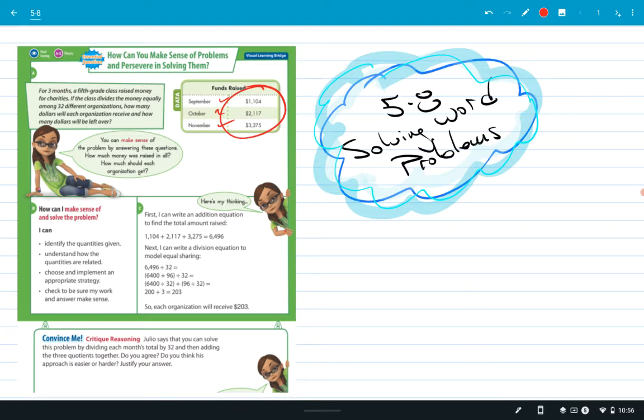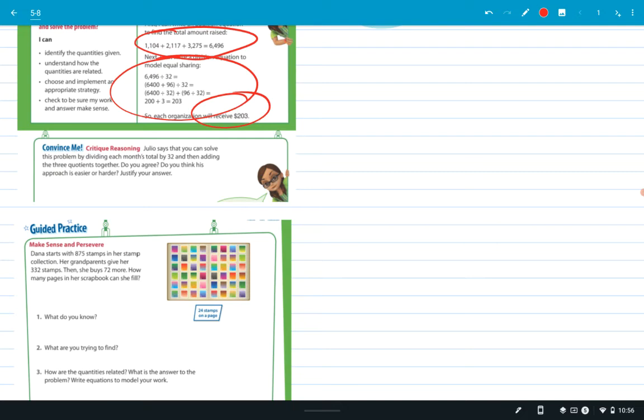And if you look down a little bit further, that's exactly what they do. They added up all three, okay? And then you're going to divide it by 32, which is what they do here, and you get 203. And so each organization would receive $203. All right, kind of a no-brainer. I'm not worried about the convince me. You can cross that out.